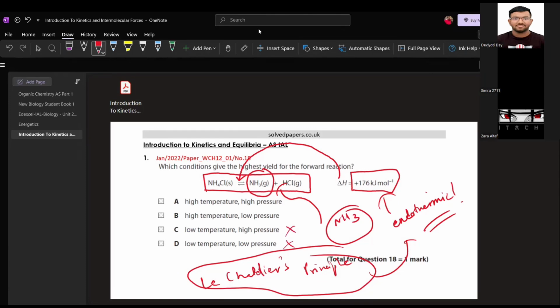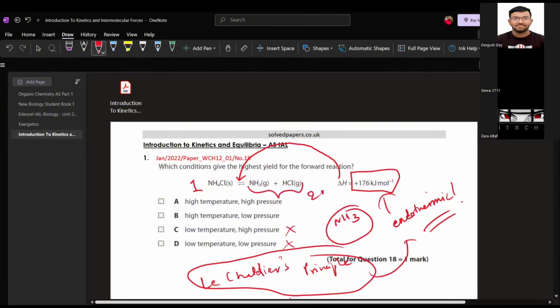So C and D are out of the equation. This leaves us A and B. Now, among A and B, we need to determine which, high or low pressure. Again, according to Le-Chatelier's principle, if we increase the pressure, the position of the equilibrium tends to shift in that direction where there are fewer moles. Again, we can see on the reactant side there is 1 mole, and on the product side there are 2 moles. So if we increase the pressure, equilibrium will shift in the backward direction. That again contradicts our goal of achieving the highest yield, which is getting a higher amount of ammonia, but we are not getting it here. So obviously A is also out of the equation, which leaves us B as our sole answer.